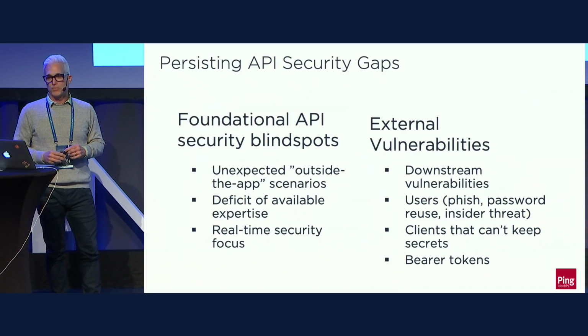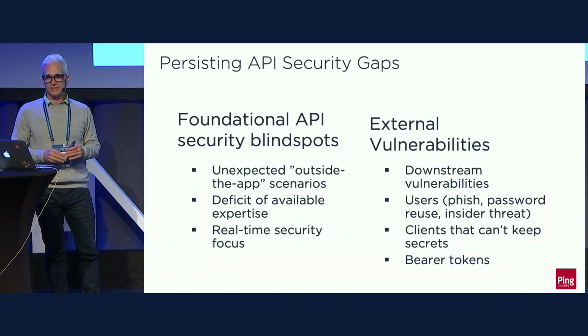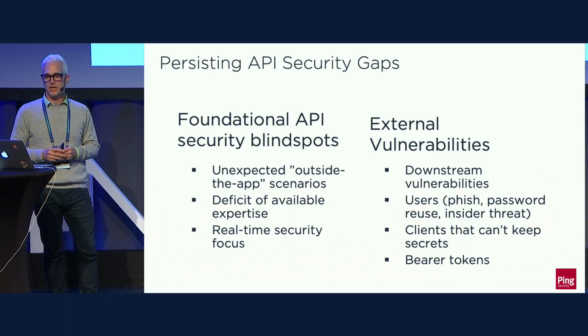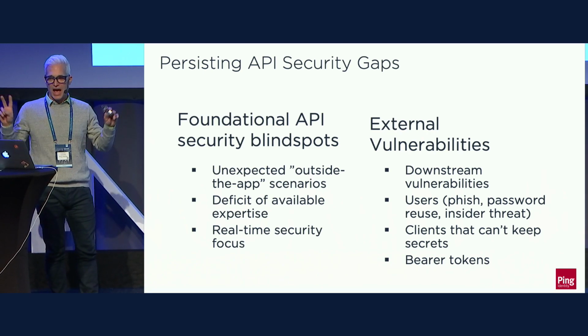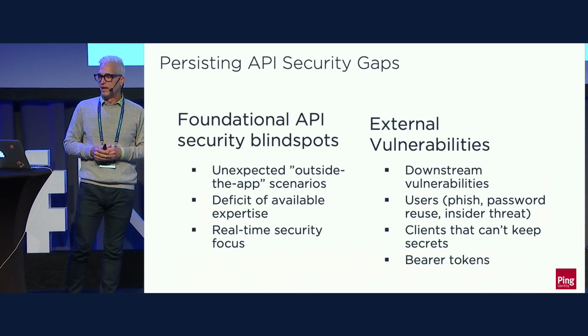So this leads me to talk about persisting API security gaps. I categorize those under two categories. The first is the foundational API security blind spot. So I've talked about unexpected outside-the-app scenarios.